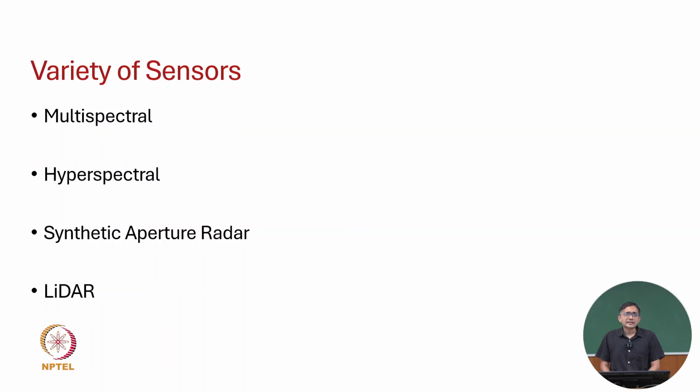So, with this, let us also try to understand a bit the variety of remote sensors. It involves passive sensors, active sensors. So we'll talk about what is active sensor later. So it involves, broadly speaking, multispectral sensors, hyperspectral sensors, synthetic aperture radar sensors, LiDAR sensors.